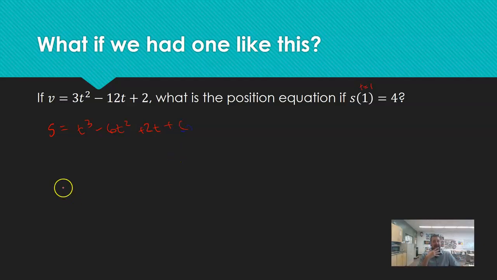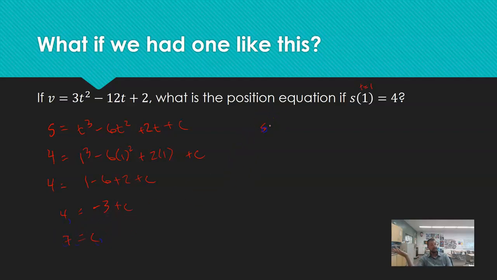Once I have that, I can take my values and plug them in. I plug in 1 for t and 4 for s. So I've got 4 is equal to 1 minus 6 plus 2 plus c. 1 minus 6 is negative 5, plus 2 is negative 3. So I get negative 3 plus c is equal to 4. So in this case, c is equal to 7.